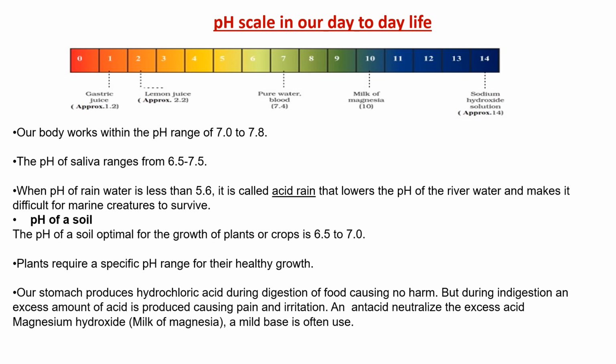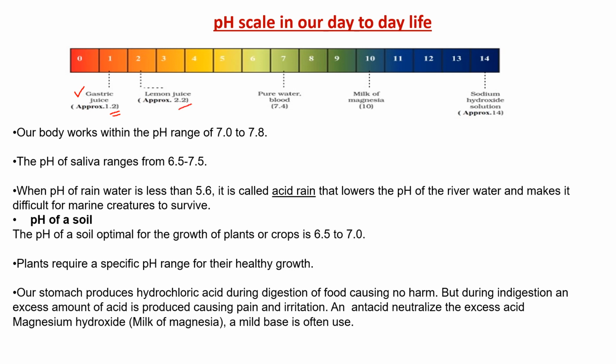Milk of magnesia has a pH value of 10, which means it is basic in nature. Sodium hydroxide, see, it's 14, highly basic in nature, a strong base, isn't it? Gastric juice is 1.2. Where is it present? Gastric juice is present in your stomach. It is very acidic in nature, right? Lemon juice is 2.2, quite acidic in nature, right?